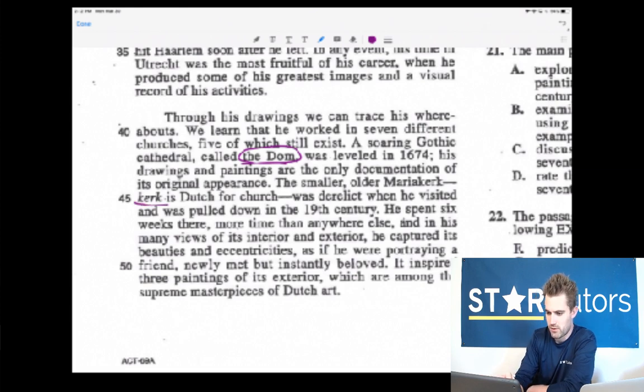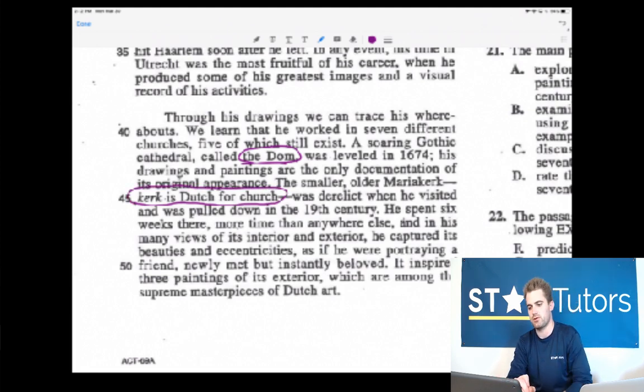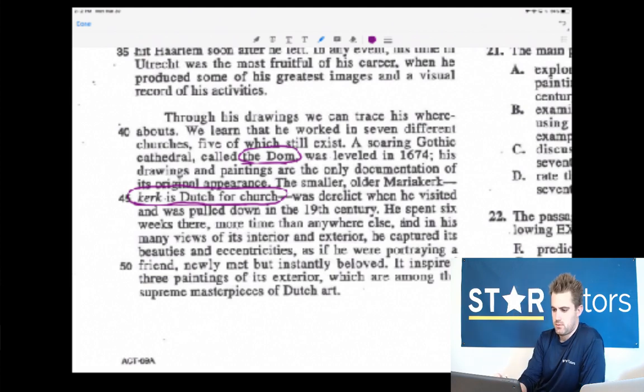Okay, remember in some previous videos, I said italics were very important, generally speaking. He spent 6 weeks there, so he spent 6 weeks at the Don. Oh wait, no, and the appearance, the smaller, older, yeah. Soaring God. Well, I guess that's the other one. Three paintings which are among the supreme masterpieces. 3 paintings.